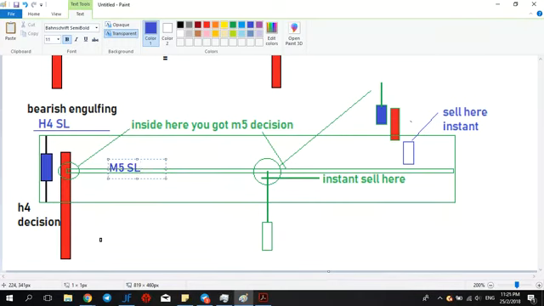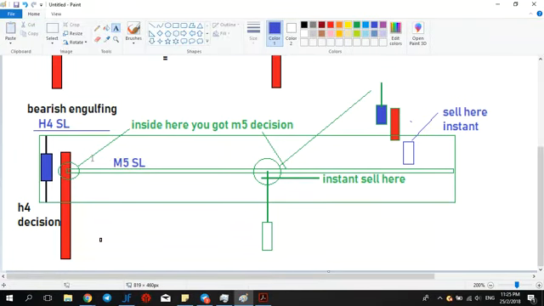This is M5SL. Okay. So if you're using this M5SL, just make sure you have a take profit within the M5 range. Because price can still shoot up like this. You can still take the above decision. Maybe you have another decision here, maybe you have another decision here. So you cannot tell whether this M5SL can withstand this H4 price.